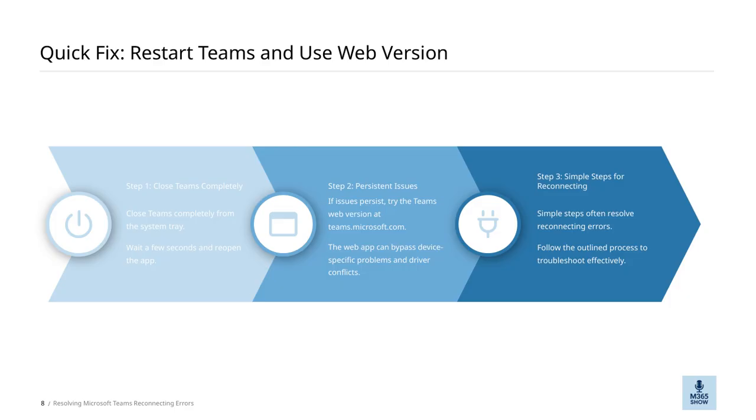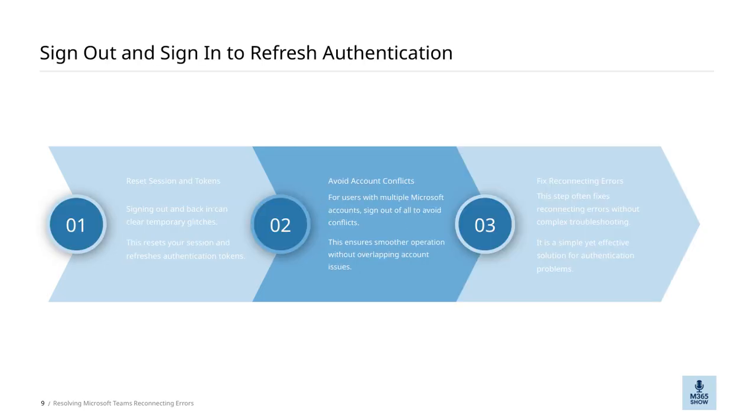Now, if you're still experiencing issues after that, don't worry. A very effective option is to try using the Teams web version at Teams.Microsoft.com. This approach bypasses potential device-specific problems or driver conflicts that might be causing the connection issues. So, to recap, start by closing Teams entirely, give it a moment, then reopen it. If problems persist, switch to the web version. These simple steps can save you a lot of time and frustration, and they fit into our overall theme of troubleshooting quickly and effectively.